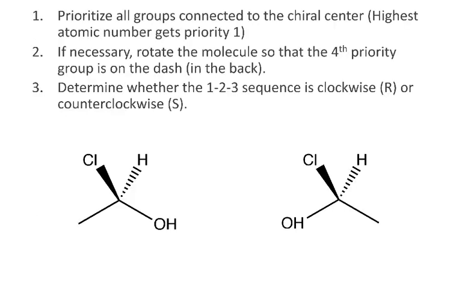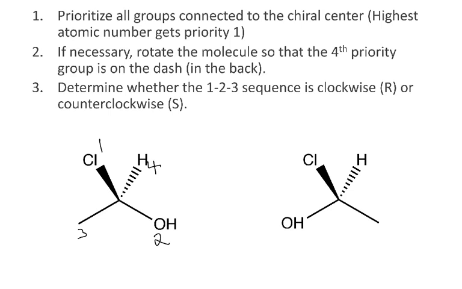So here's an example. We want to first assign all groups a priority, and the atom with the highest priority will be assigned 1. Here's my chiral center, and I've got a chlorine, an oxygen, a hydrogen, and a carbon. Chlorine has the highest atomic number, so it gets assigned a priority of 1. Then oxygen comes in next, followed by carbon and hydrogen.